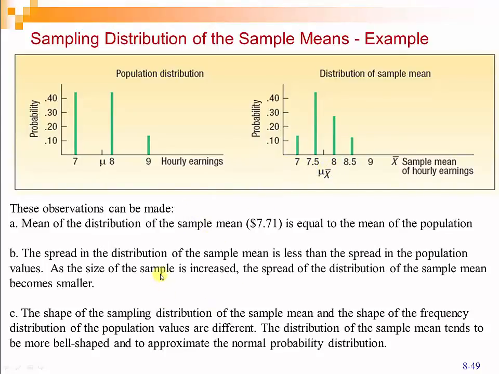And the shape of the sampling distribution of the sample mean and the shape of the frequency distribution of the population values are different. The distribution of the sample mean tends to be more bell-shaped and to approximate the normal probability distribution.